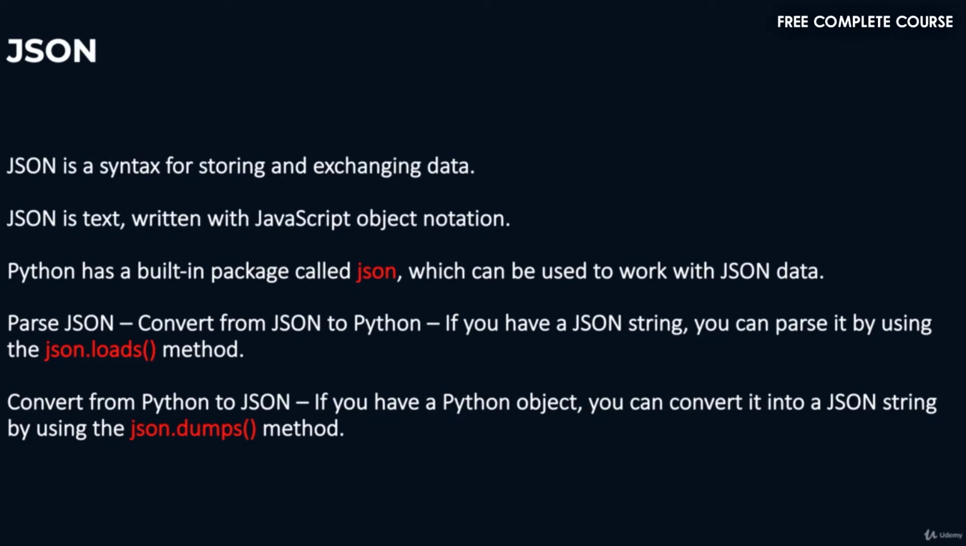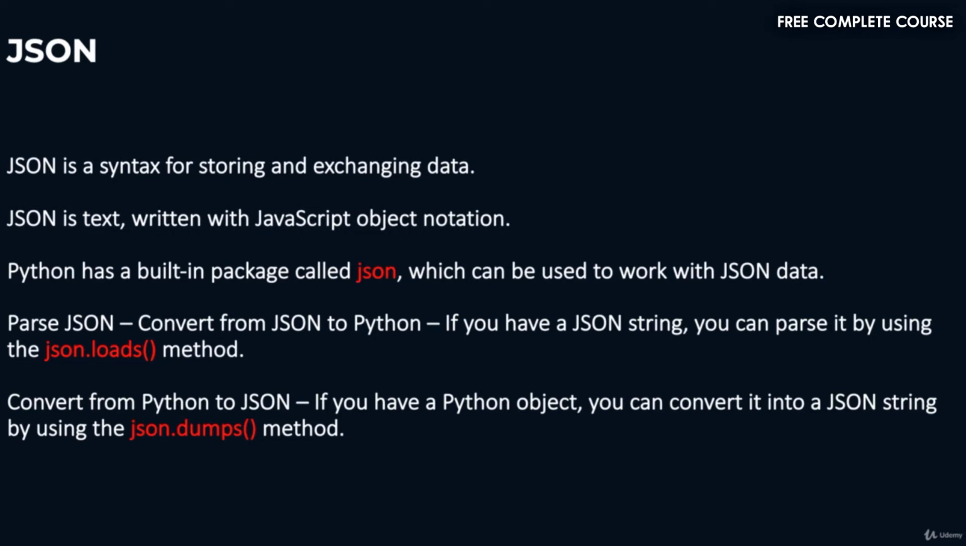All right, welcome back. So in this video, we're going to talk about JSON. JSON is a syntax for storing and exchanging data. JSON is text written with JavaScript object notation. Python has a built-in package called json, which can be used to work with JSON data.